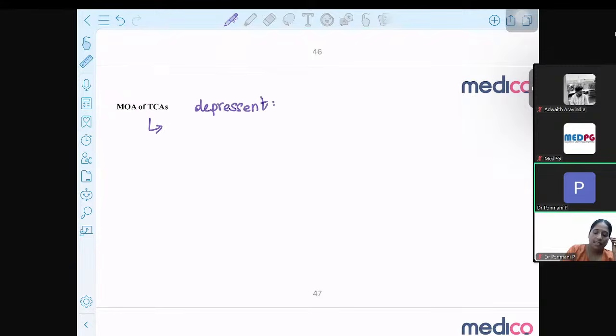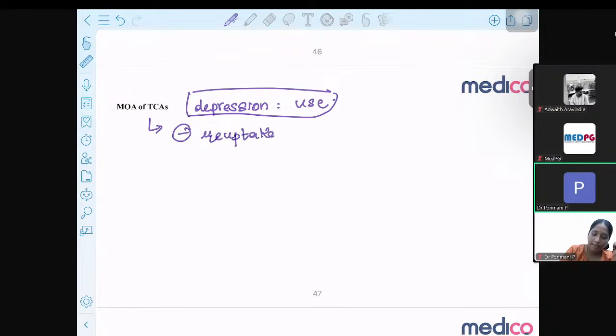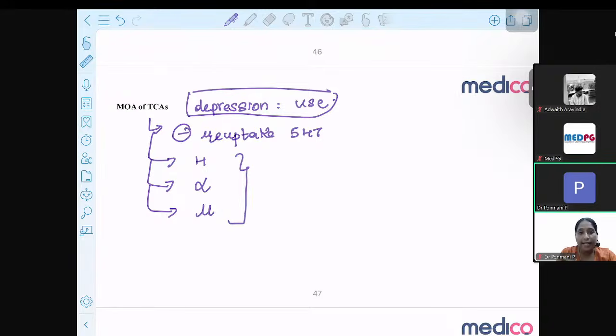Okay, so depression is a major use of TCAs. And how does it work in depression? It is going to inhibit the reuptake of 5-HT. Okay, not only that, it is going to block histaminic, adrenergic, and also muscarinic receptors. Because it blocks this many receptors, all the side effects kick in.